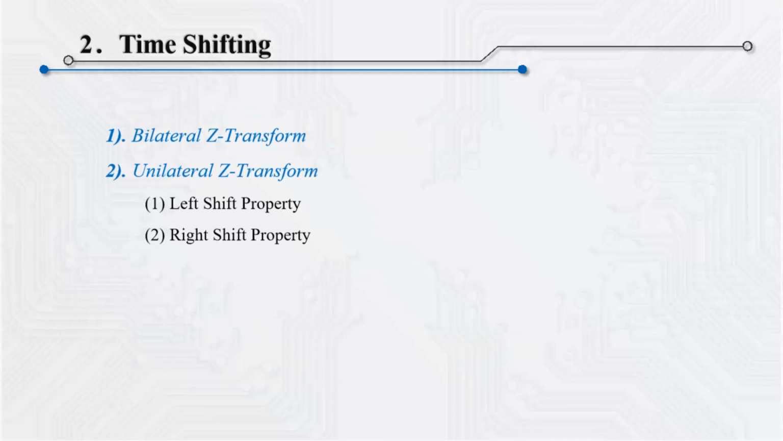Then let's analyze the second property of Z transform, displacement properties. The displacement properties of the Z transform are mainly divided into two categories. The first kind is the displacement characteristics of bilateral Z transform. The second kind is the displacement characteristics of unilateral Z transform. And for the unilateral Z transform, it is also divided into left shift property and right shift property.